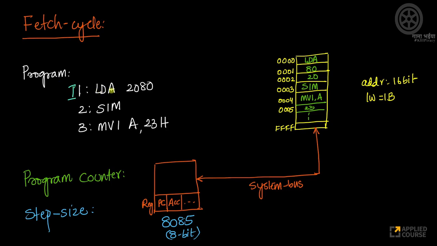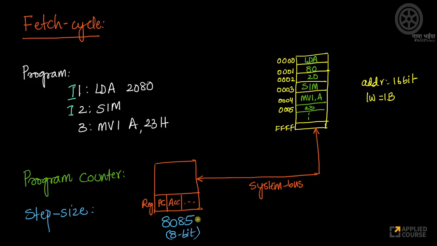This says load whatever is there in the memory location 2080. Let's assume that this is in hexadecimal, so 2080 is a hexadecimal number. Whatever data is here, load it into the accumulator register. That's my instruction 1. My instruction 2 is an instruction called SIM, S-I-M.